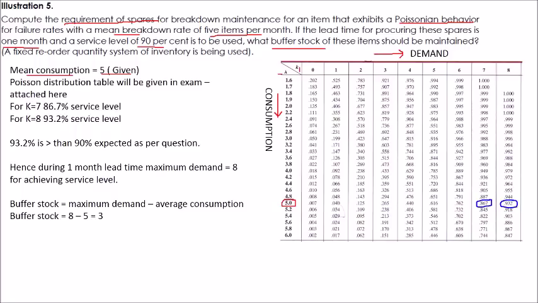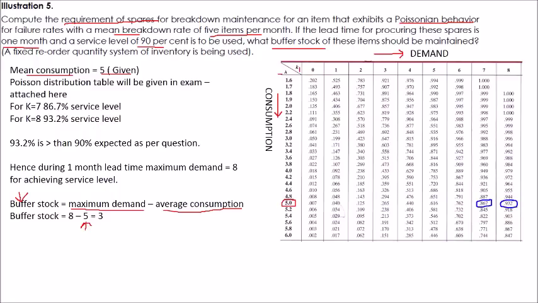So what is the buffer stock? The formula is given here. Buffer stock is nothing but the maximum demand during the lead time minus the average consumption. Average consumption is given as 5. So what is the maximum demand?